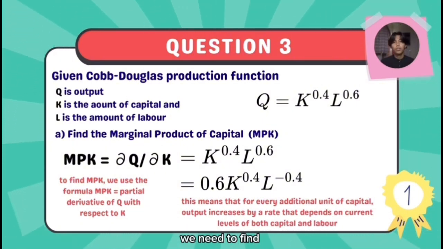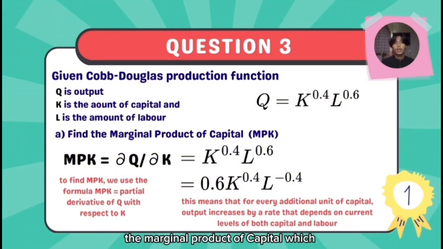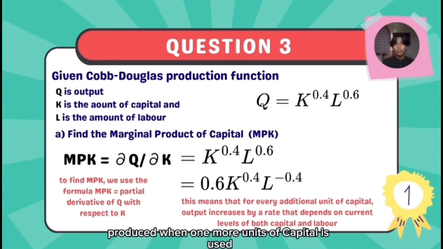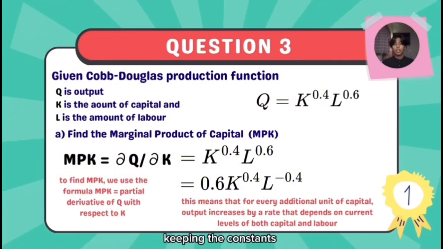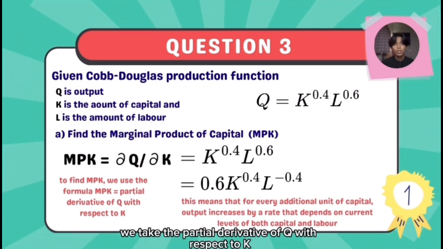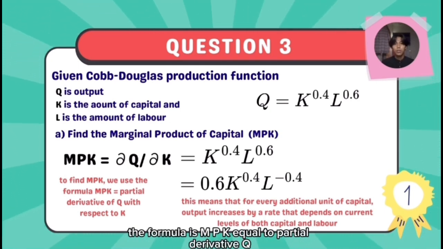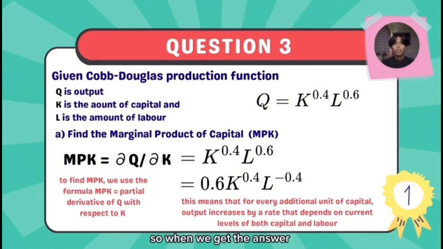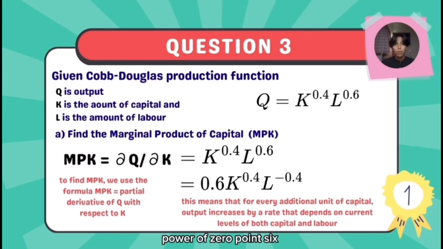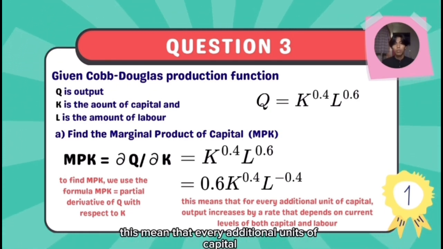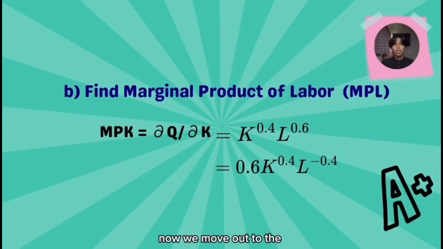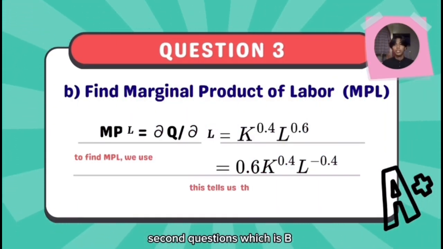Now for question A, we need to find the marginal product of capital, or MPK, which shows how much additional output is produced when one more unit of capital is used, keeping labor constant. To find MPK, we take the partial derivative of Q with respect to K, so the formula is MPK equal to partial derivative Q over partial derivative K. So we get the answer 0.4 K to the power of negative 0.6 and L to the power of 0.6. This means that with every additional unit of capital, output is increased, but at a rate that depends on the current levels of both capital and labor.